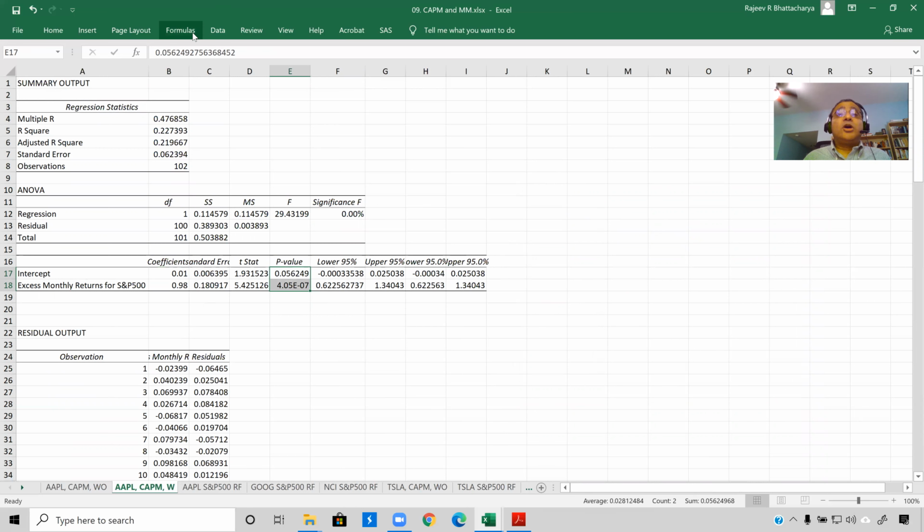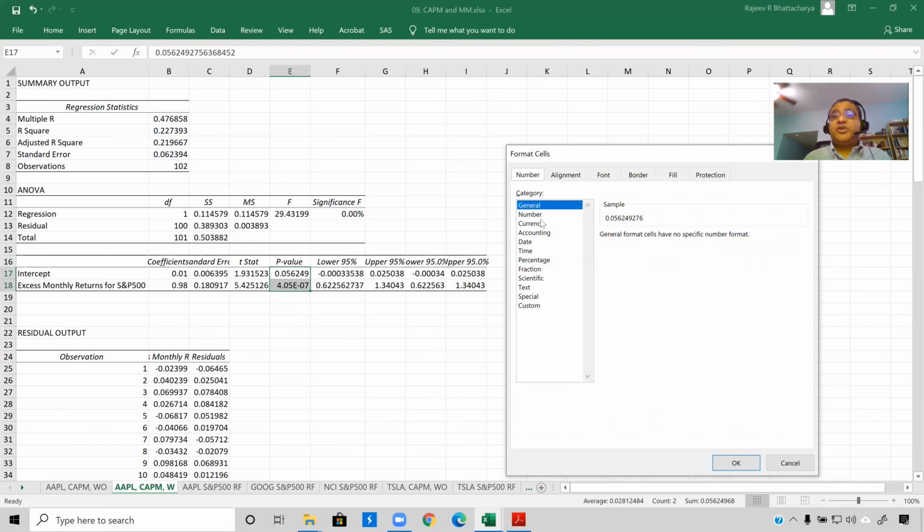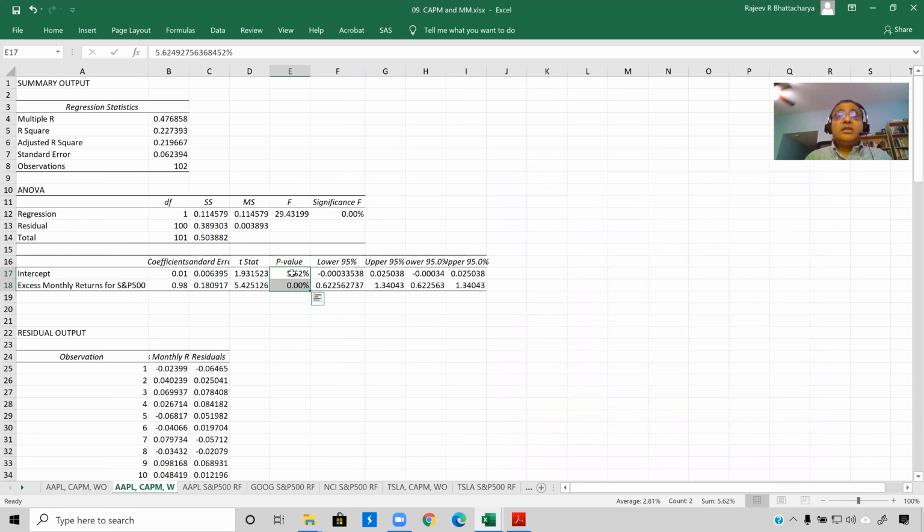However, before we get all carried away, let's look at what the p-values are. Let's put them in percentages. And the intercept, the alpha, is 0.01, which is from an economic perspective, pretty tiny, but statistically, the p-value is just over 5%. So it is actually not significant at 5% level of significance. So something to keep in mind.